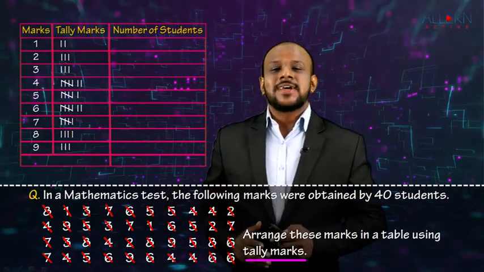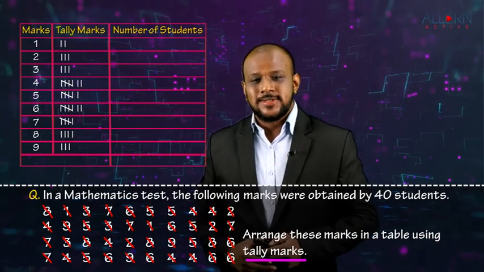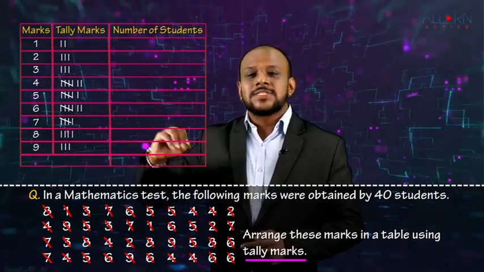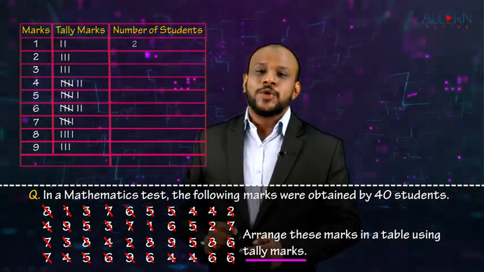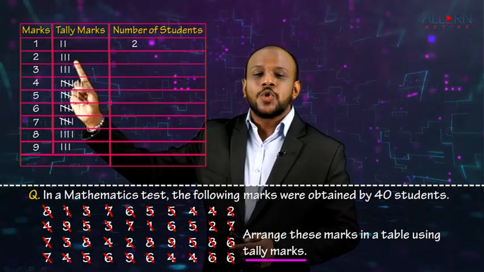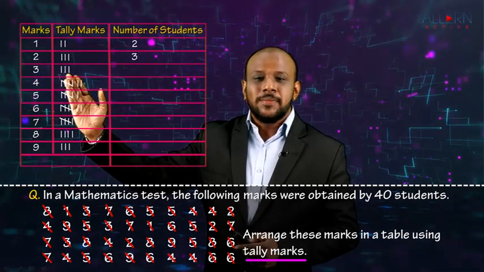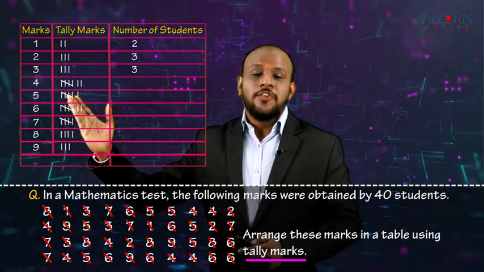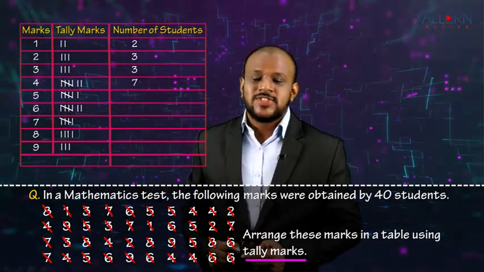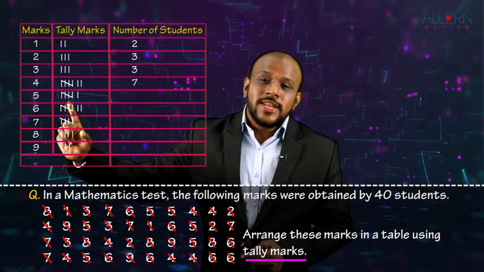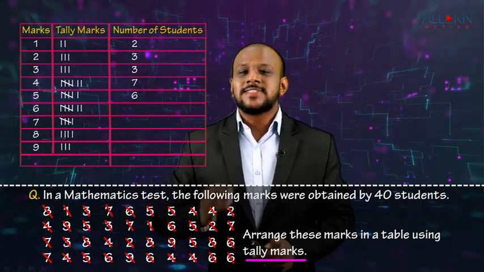Now once the tally marks are done, we have to write the frequency, and over here it is the number of students. Now this frequency will give us how many students have scored 1 mark. We can easily count and we can write here 2. Okay? How many students have scored 2 marks? 3 students. Then how many students have scored 3 marks? 3 students. Then for 4, we can easily count this as 5 plus 2, that is 7. Clear? Then how many students have scored 5 marks? It is very simple. 5 plus 1, that is 6.